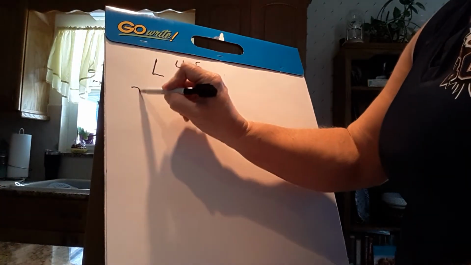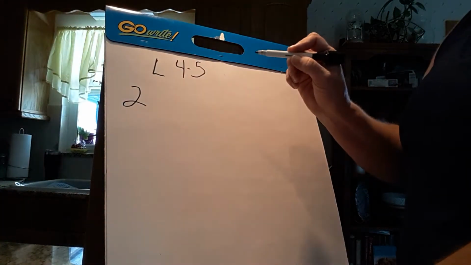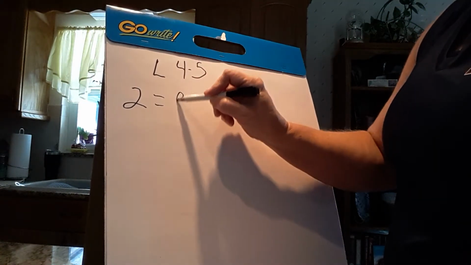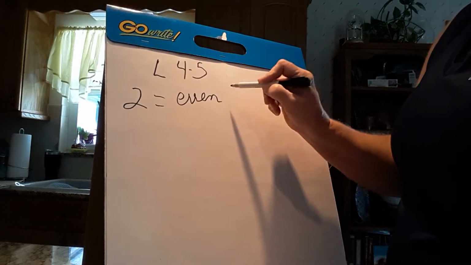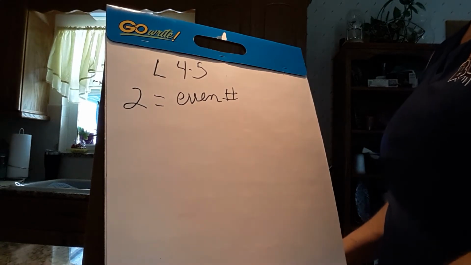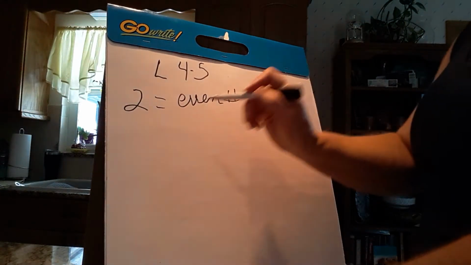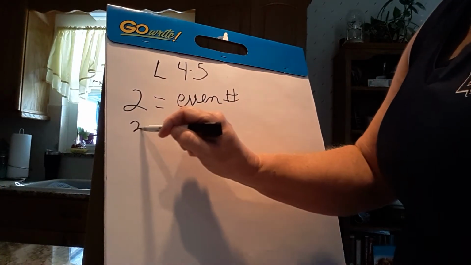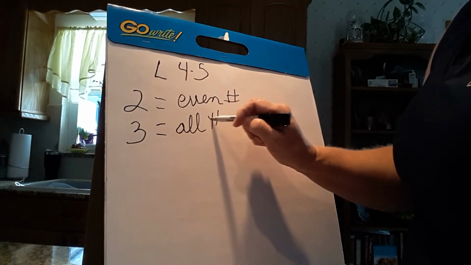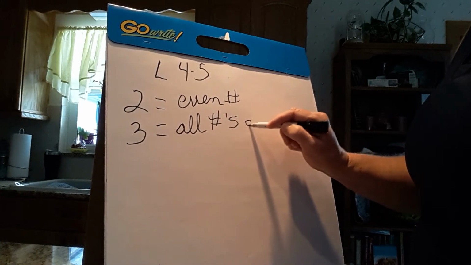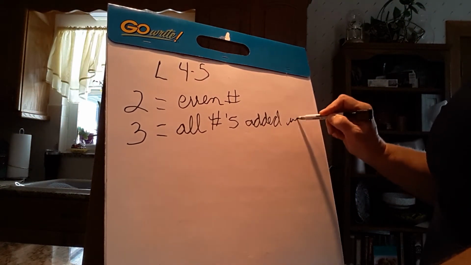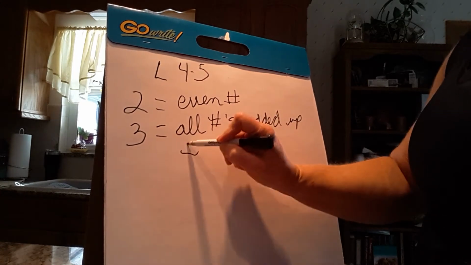Twos, as explained in the video: if it's divisible by 2, then it will be an even number. So anything 2, 4, 6, 8, 10, 12, 14, 16, it goes into infinity. Then if it's divisible by 3, all the numbers when they're added up have to be able to be divided by 3.